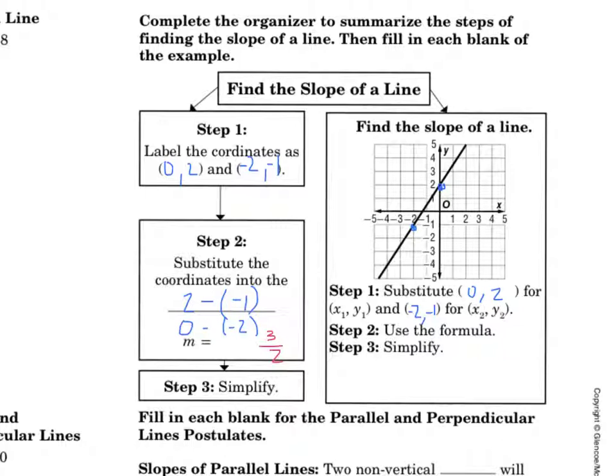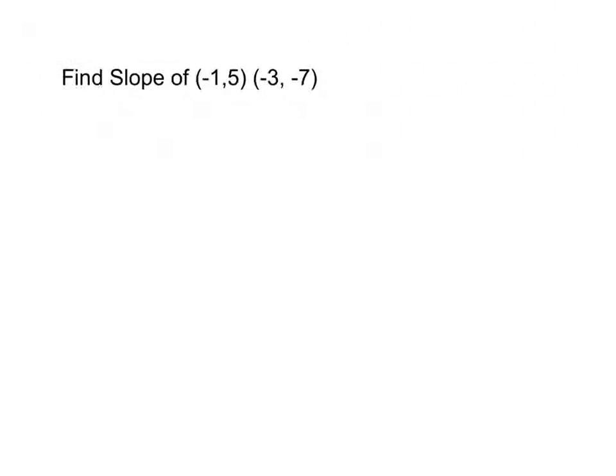Now, we can double check that because that means up 3 over 2, and you can see the line goes up 3 over 2. So there's another way you could have done it if you have the graph. If you don't have the graph, you just have the points, you have to use the formula.